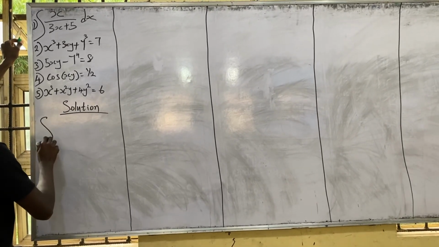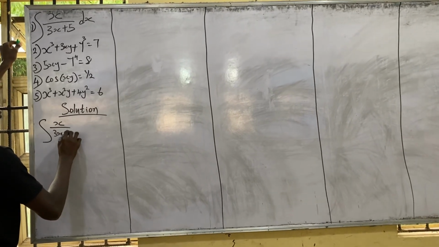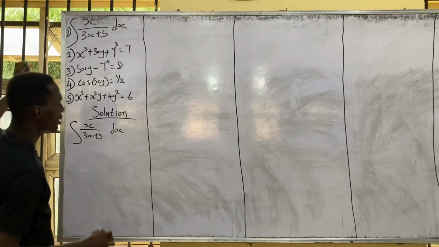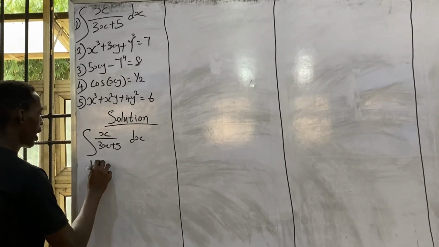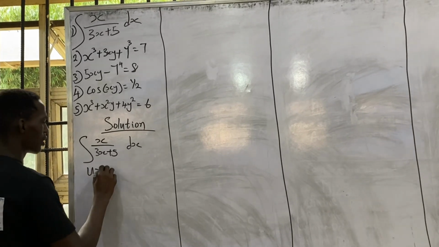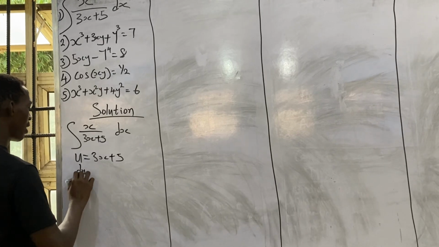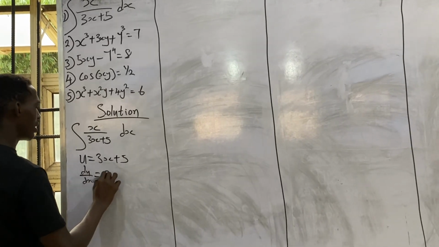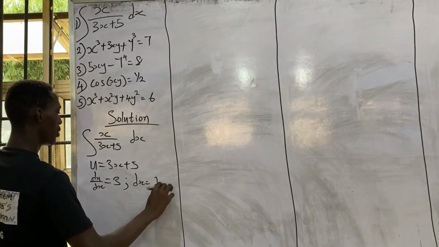Alright. So this was his question: integration of x over 3x plus 5 dx. Now, what I said is that if you want to solve a question like this, we are using our u substitution. Our u is equal to 3x plus 5. So our du over dx is equal to 3, which means our dx is equal to du over 3.